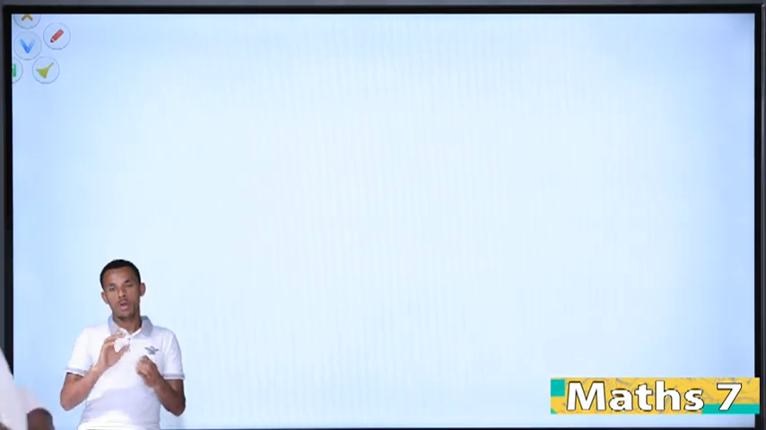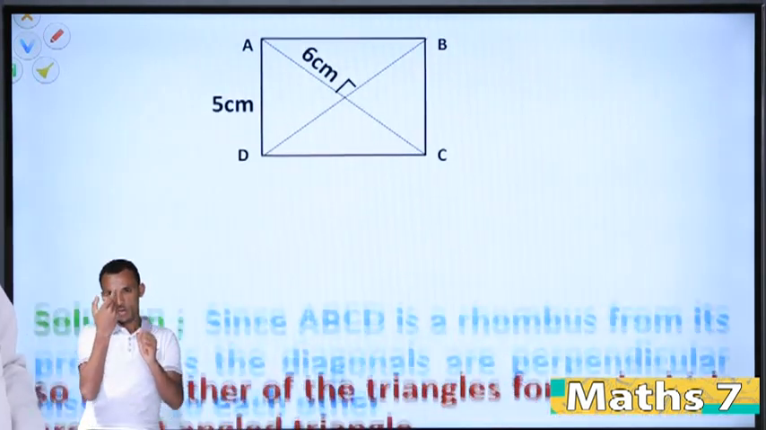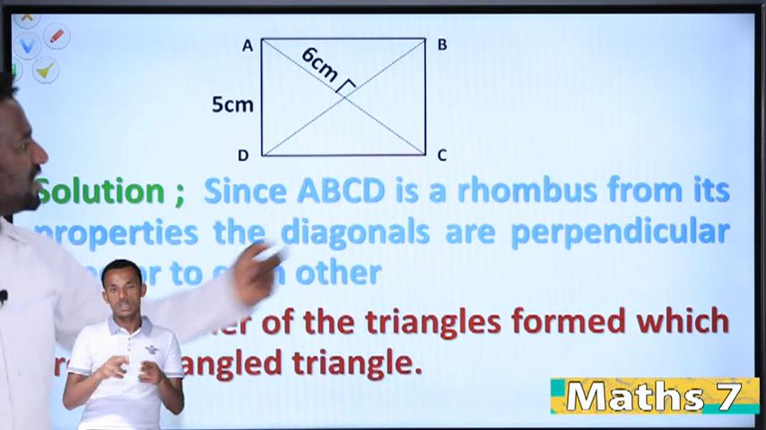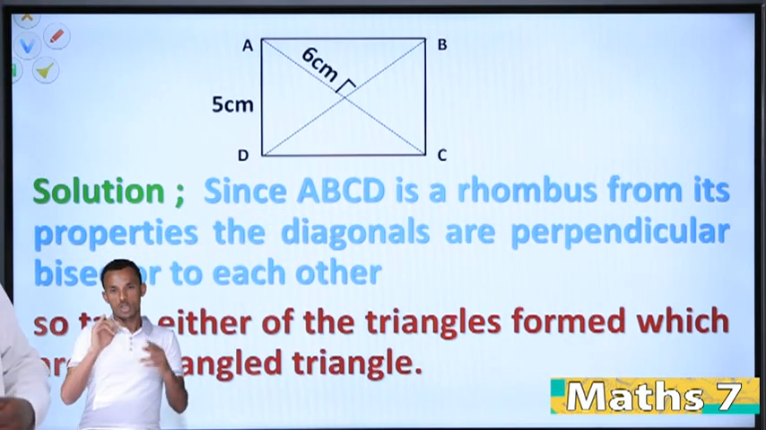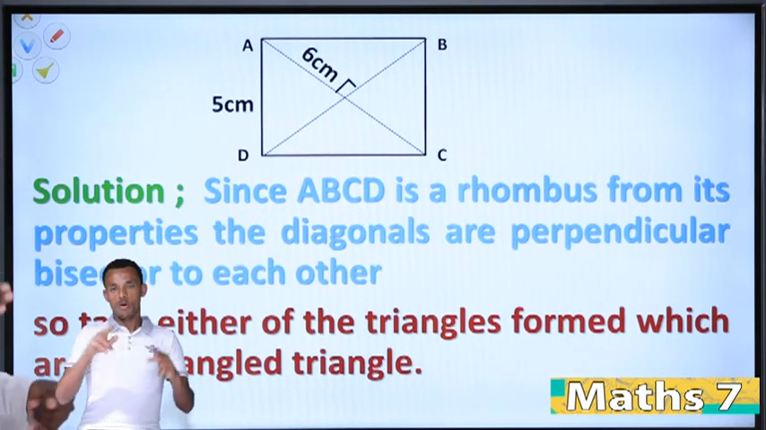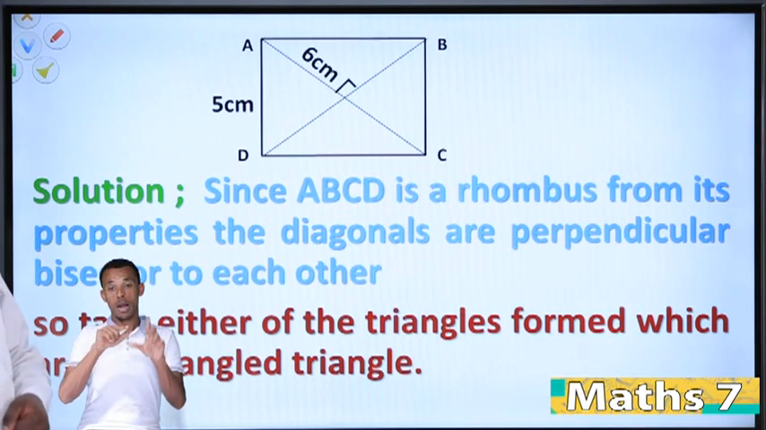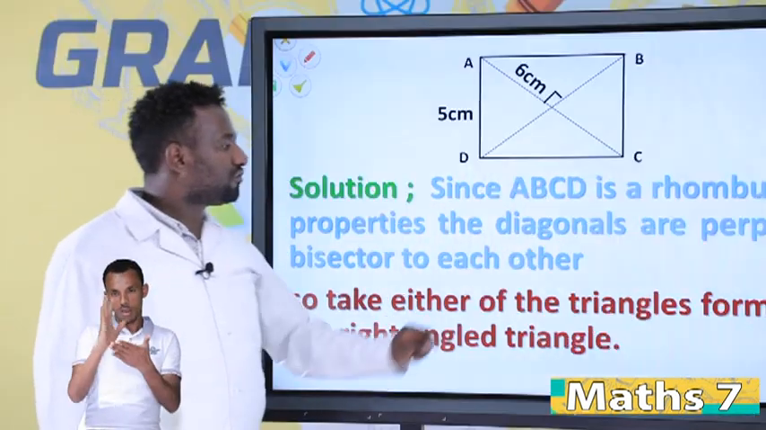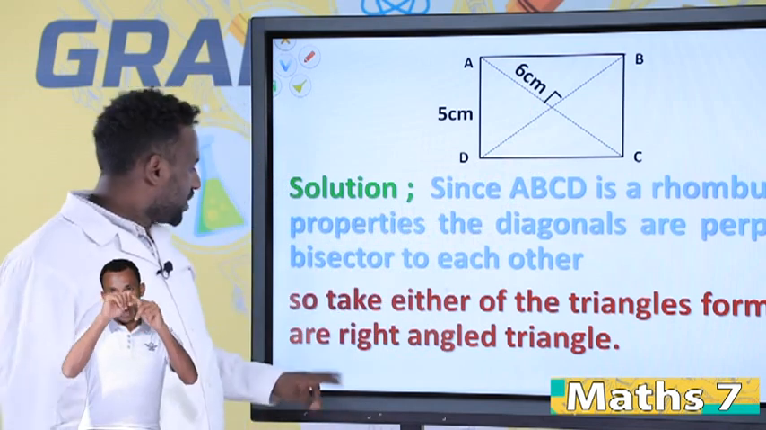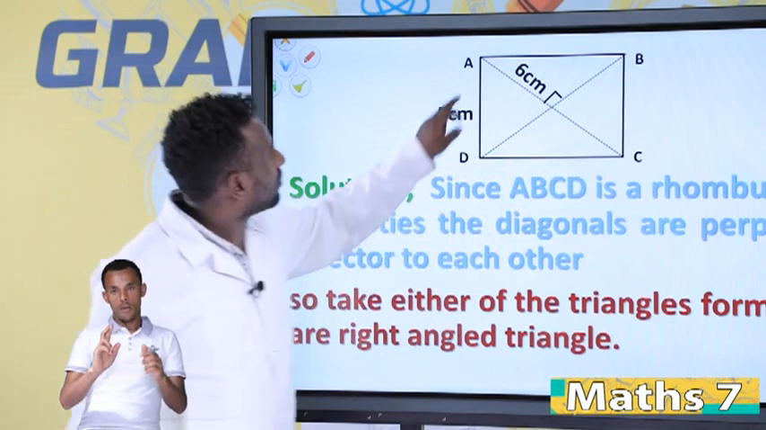Here we have the solution for the given rhombus. Since ABCD is a rhombus, by the property of its diagonals, they are perpendicular bisectors of each other. So take either of the triangles formed, which are right angle triangles.